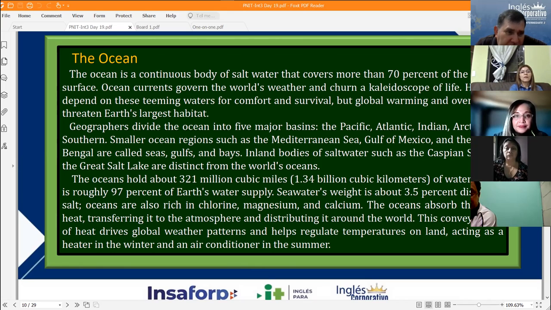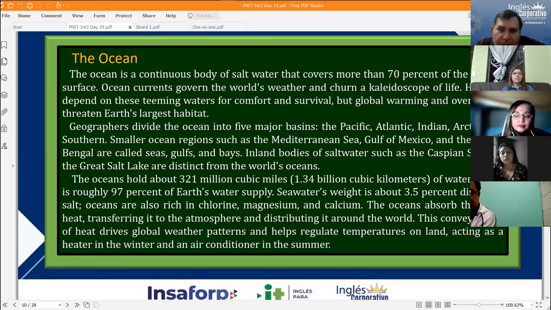Global warming and overfishing threaten Earth's largest habitat. Geographers divide the ocean into five major basins: the Pacific, Atlantic, Indian, Arctic, and Southern. Smaller ocean regions, such as the Mediterranean Sea, Gulf of Mexico, and the Bay of Bengal, are called seas, gulfs, and bays. Inland bodies of salt water, such as the Caspian Sea and the Great Salt Lake, are distinct from the world's oceans. The oceans hold about 321 million cubic miles, that is 1.34 billion cubic kilometers of water, which is roughly 97% of Earth's water supply.